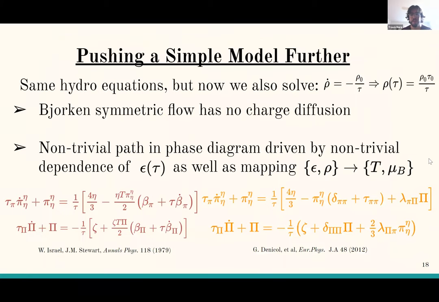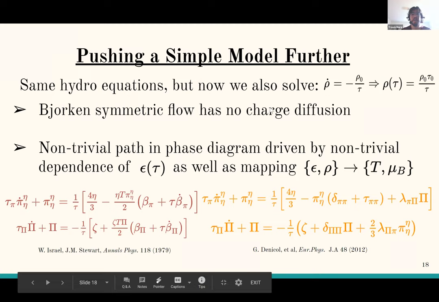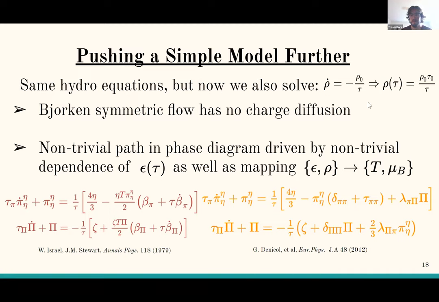So now we're going to be pushing this simple model a little bit further. We'll take the same hydro equations as before. Just for completeness, I included them here. But now we also solve the time evolution equation for the baryon current separately on top of everything else. In a Bjorken symmetric system, you can't have charge diffusion, just due to the symmetries. So instead, you just have an ideal current. Basically, my baryon density initializes to whatever it is, and then it just expands with the volume of the system. And so your baryon density falls like 1/tau.